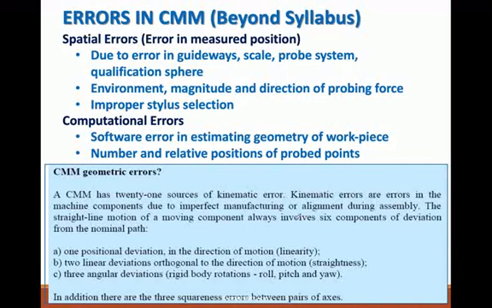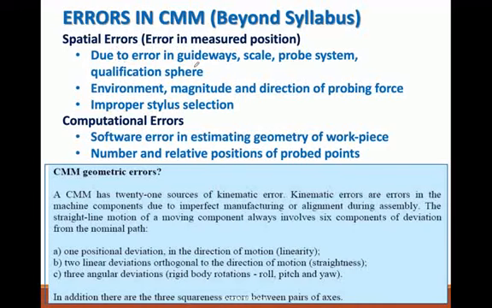Now another topic that is beyond the syllabus as per the university curriculum, that is errors in CMM. Just for your information, we say that CMM is a very accurate instrument, having least count of even 0.1 micron. So is there any error in measurement? Obviously yes, any instrument will have error. So what are the kinds of error that can happen in CMM? There are two kinds of errors when we categorize it. One is spatial errors, errors in the measured position, or there can be computational errors also.